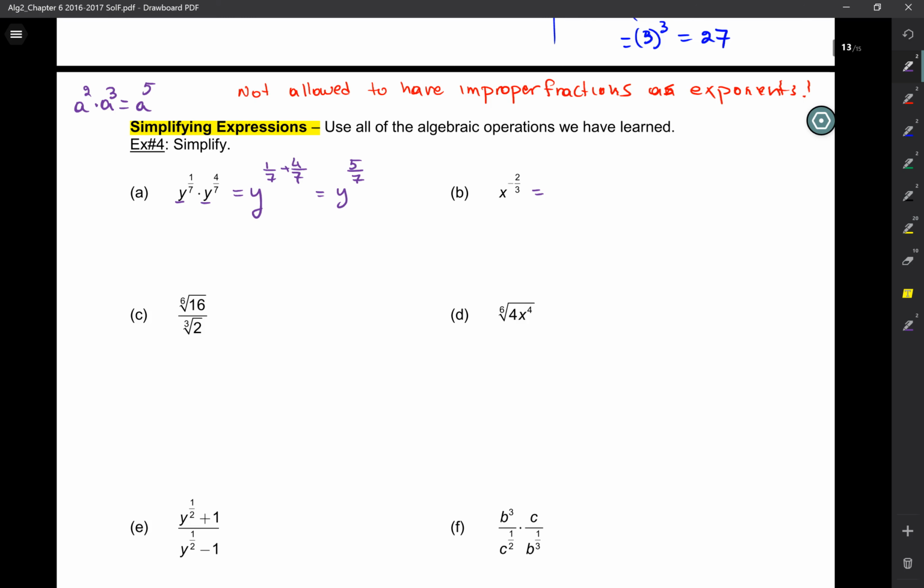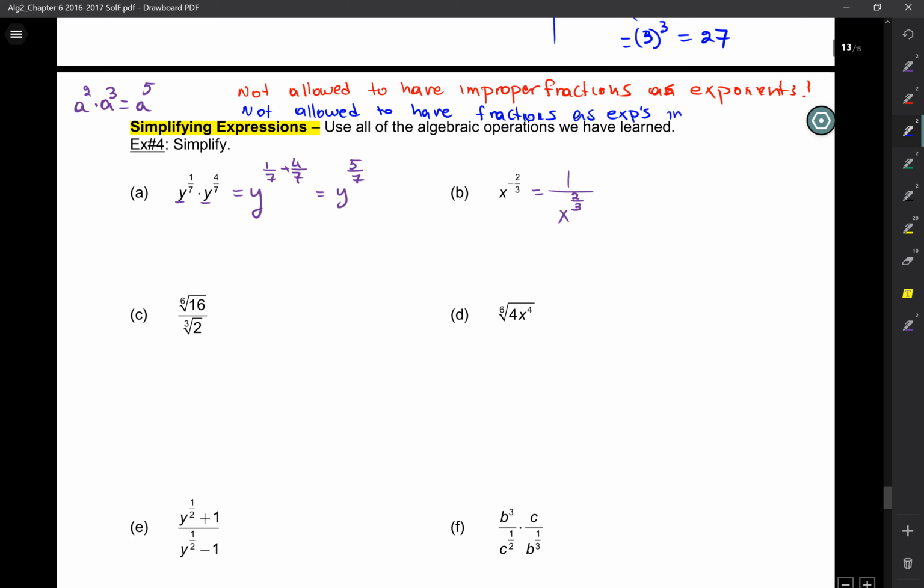All right. So this one here, x to the -2/3, right? Okay, so first of all, we don't like that negative exponent. So it's got to be 1 over x to the power of +2/3. Okay. Now, I'm not allowed to have improper fractions. I'm also not allowed, let me add that here, to have any sort of fractions as exponents in the denominator. Yes. All right. So yeah, this is a proper fraction, but it's in the denominator. No good.